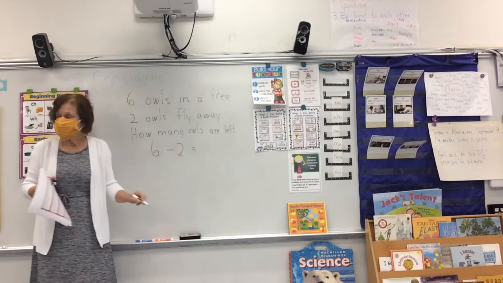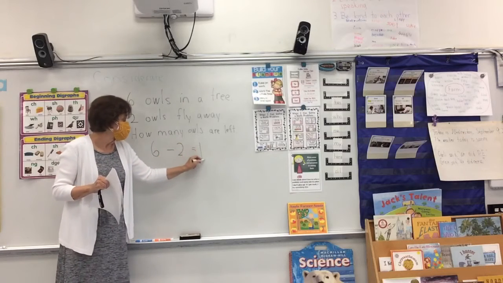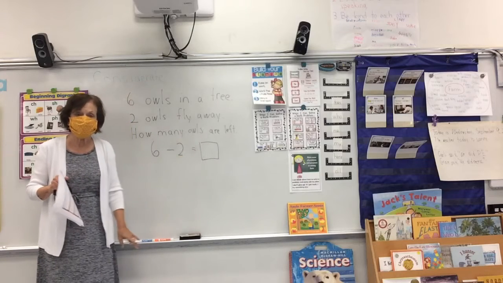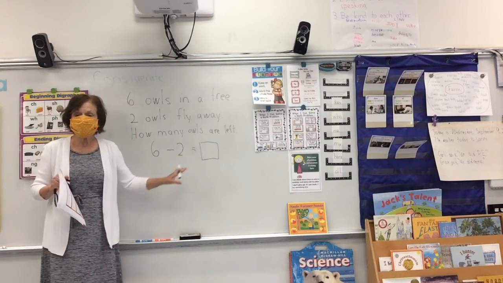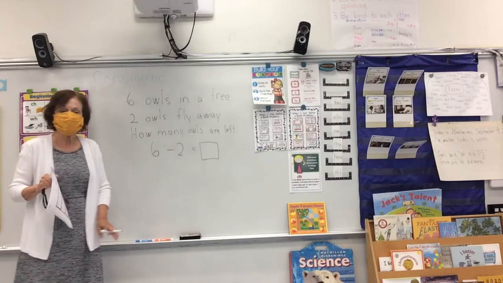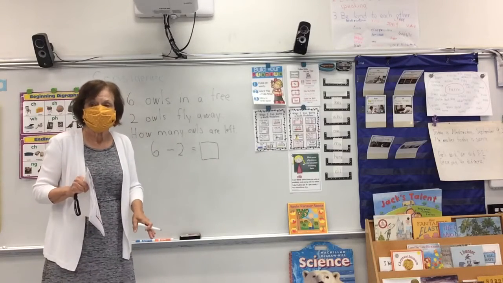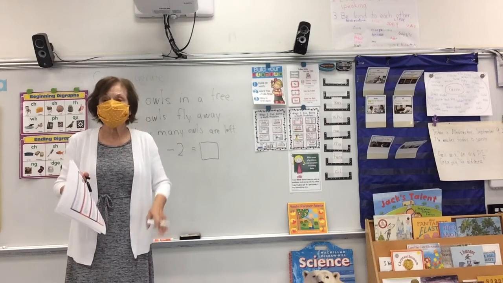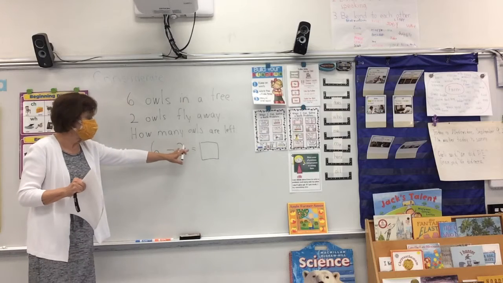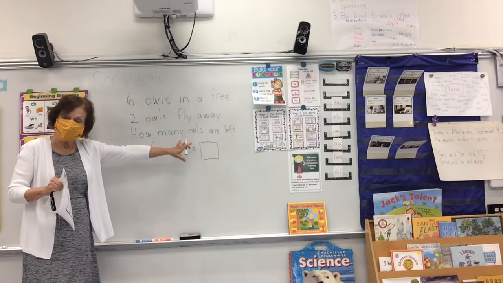Then what do I need? I need a box so that I know that this is what I'm looking for. What is my answer going to sound like? What should my answer sentence be? Jack? 6 minus 2. Well, I've got the 6 minus 2 equals blank or equals the box.